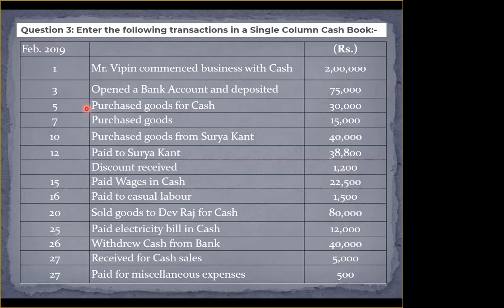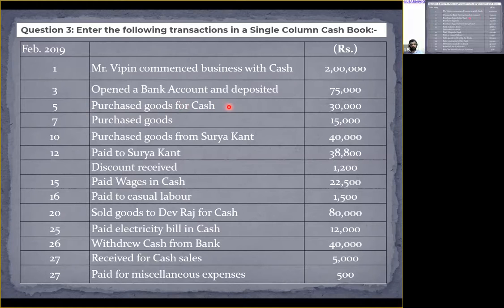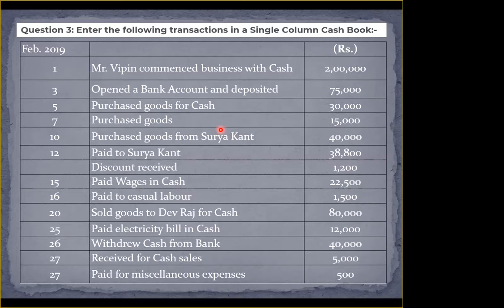Okay, see the fifth transaction, purchase goods for cash. It will be recorded on the credit side. This will be treated as we have purchased goods on cash, so it will be recorded on the credit side as well. Now on the 10th, what we are doing, purchasing goods from Suryakant. Because just the name is given, we will treat that it is purchased on credit from Suryakant. So tell me whether it will be relevant for the cash book or not. No, it won't be.